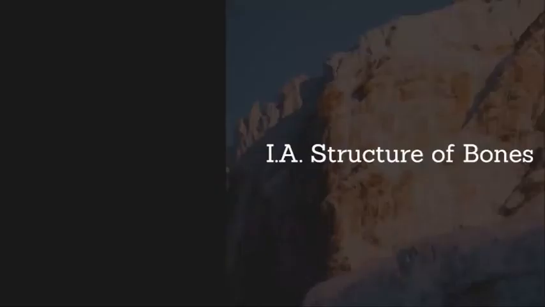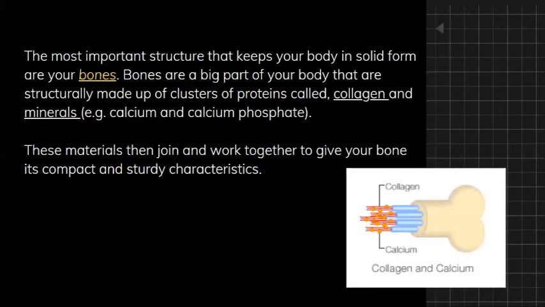Ayan. So let's start with the first or main part, structure ng ating musculoskeletal system, which is the bones. So the most important structure that keeps your body in solid form are your bones. Bones are a big part of your body that are structurally made up of clusters of proteins called collagen and minerals like calcium and calcium phosphate.